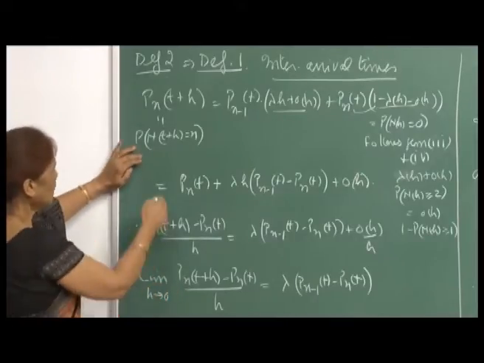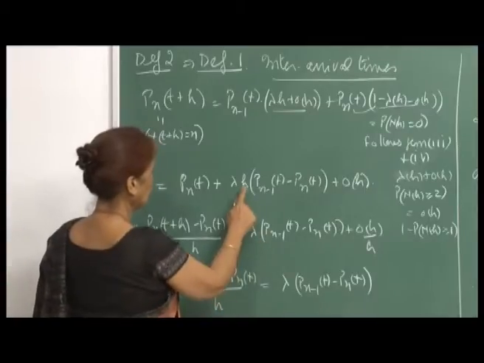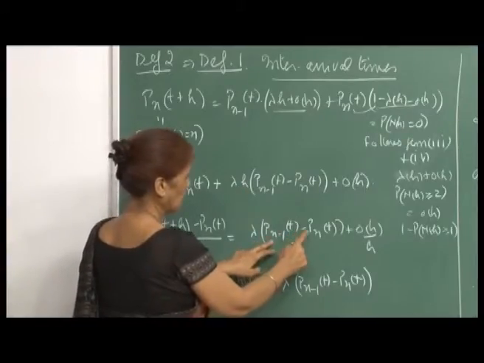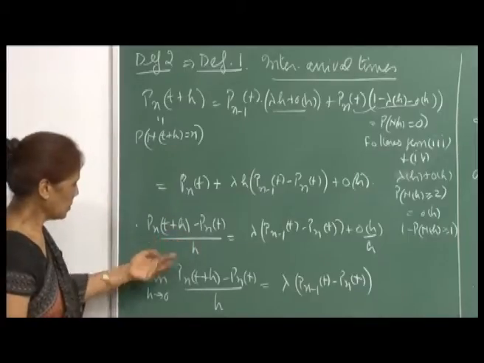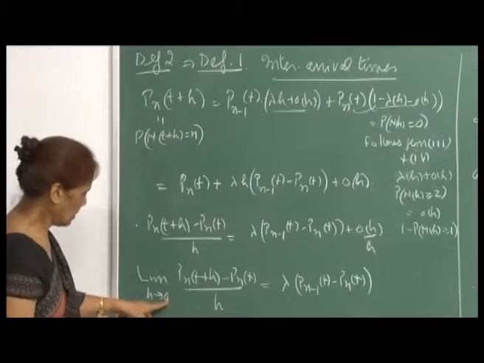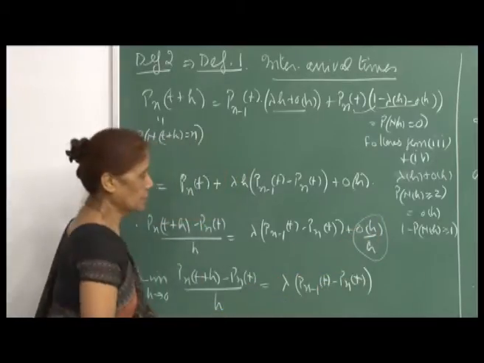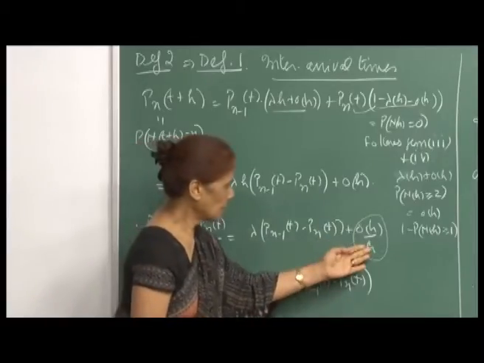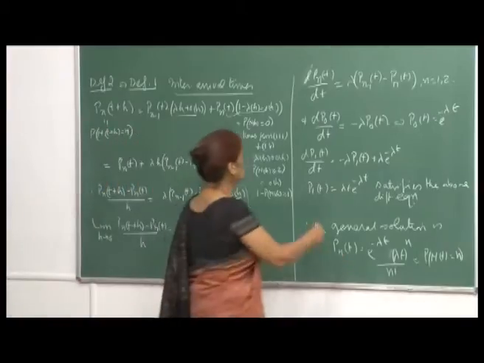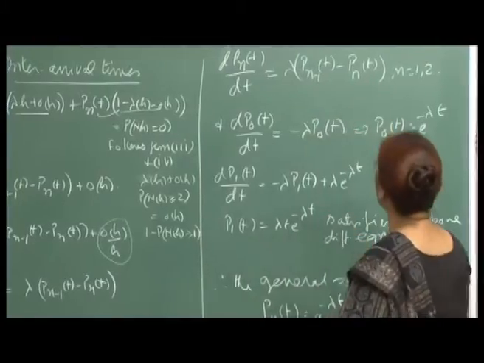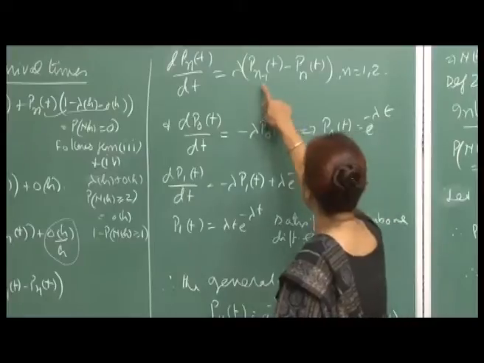Now, just rewrite this. This is p_n(t plus h) minus p_n(t), divided by h. So, I have divided by h here: lambda times p_{n-1}(t) minus p_n(t), and this is order h upon h. Now, when you take the limit as h goes to 0, this lambda is independent of h, and this we have seen will go to 0, since higher order of h means the limit is going to 0. So, this is nothing but the derivative of p_n(t), equal to lambda times p_{n-1}(t) minus p_n(t). This is valid for n varying from 1, because you have this n minus 1.